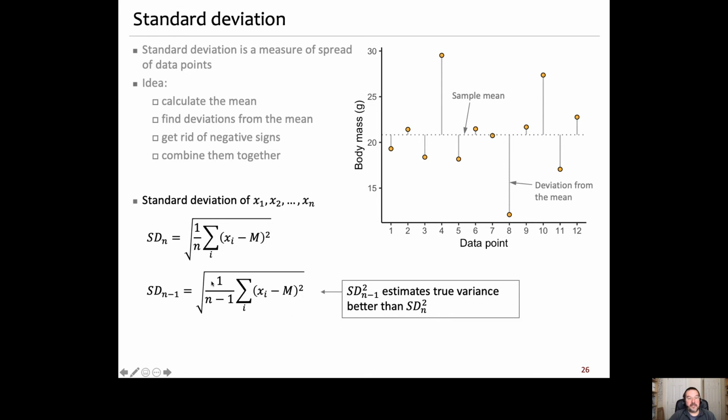And the other possibility is, instead of dividing this by n, you divide it by n minus 1. There are several reasons why this is actually better. One is related to the number of degrees of freedom. I will mention this a bit later. Another is that this estimator of variance, so squared standard deviation, is a better estimator of true variance than this one. That's one of the main reasons we tend to use this one, the second one.